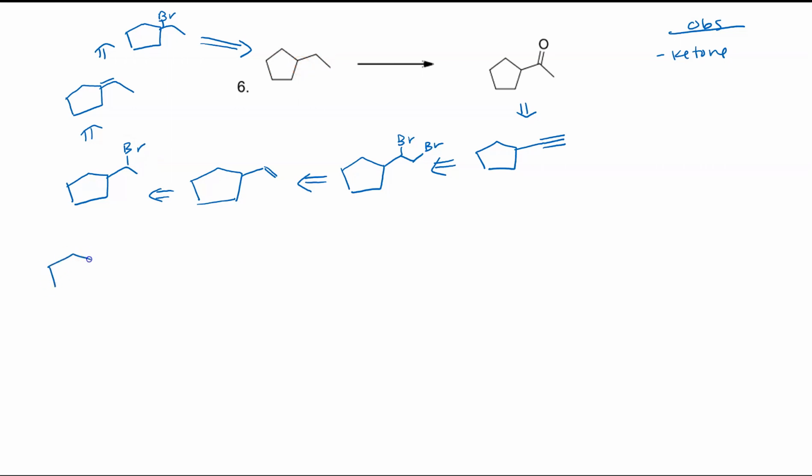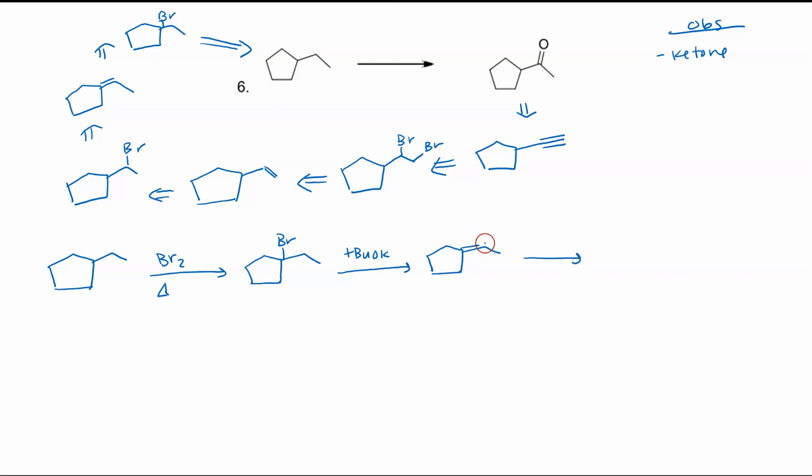So to go forward, I add Br2 plus heat, and that brings the Br to the most substituted position. I want to do an elimination here, so this is t-butoxide. And then brominate it at the least substituted, so I need HBr, ROOR. And that terminal alkene again, so t-butoxide.